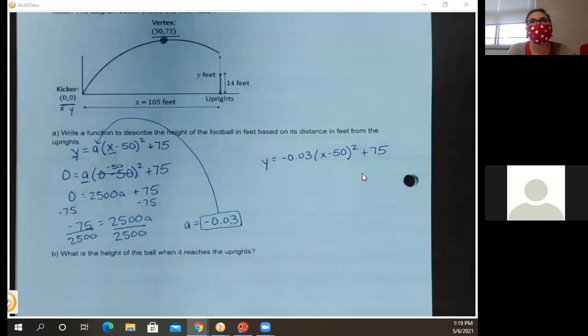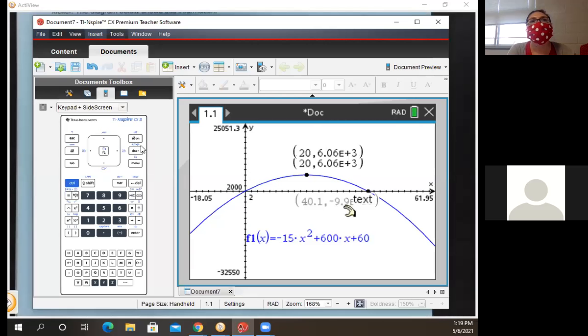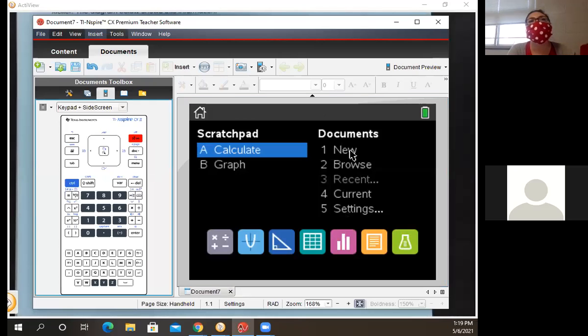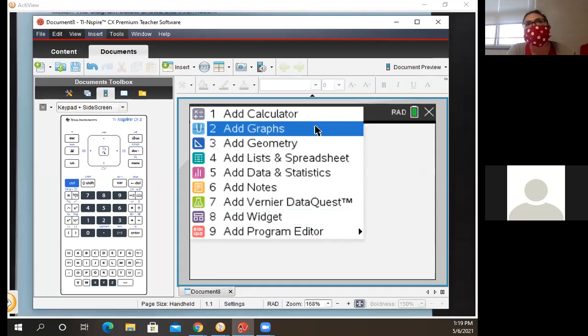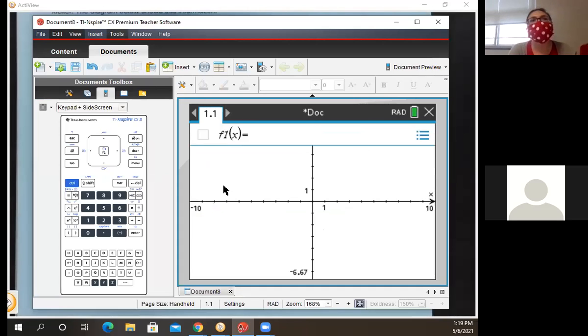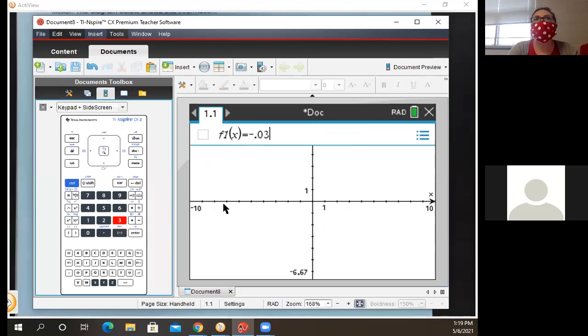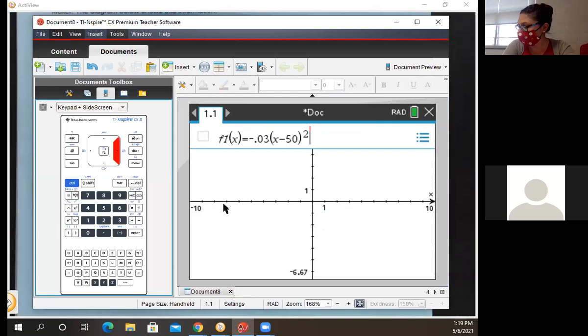So I'm going to go back to my calculator. And again, I'm going to make a new page here. If you want to delete the graph like I did last time, or edit the graph, that's fine too. And then I'm going to graph my function. So -0.03 times x minus 50 squared plus 75.